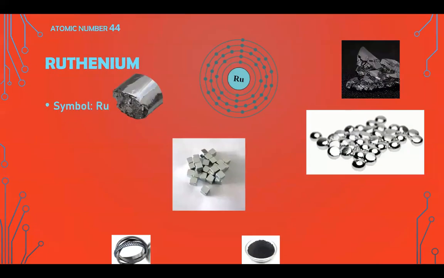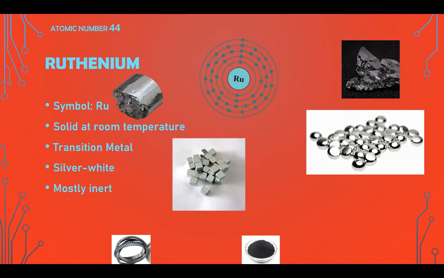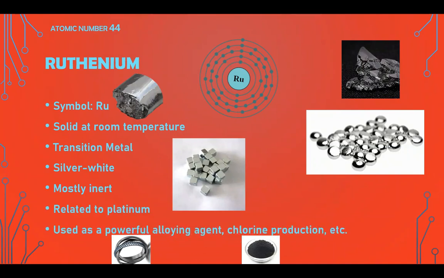Ruthenium. Ruthenium's symbol is Ru. It is a solid at room temperature. Ruthenium is a transition metal. It's a bit rare. It is silvery white. It's mostly inert, like platinum, because ruthenium is related to platinum. Ruthenium is used in alloys, chlorine production, etc.